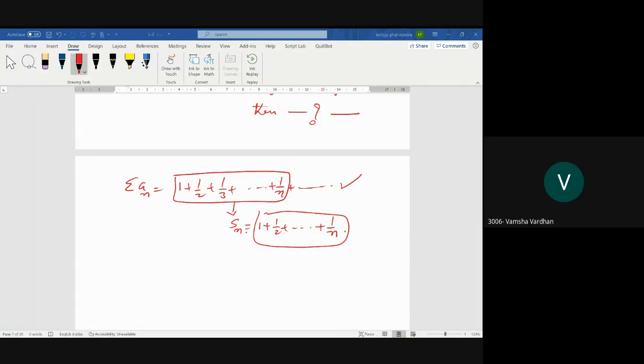6, present, sir. 7, present, sir. 8, present, sir. Rajesh, present, sir. 9, present, sir. 10, present, sir. 11, present, sir. 12, present, sir. 13, present, sir. 14, present, sir.